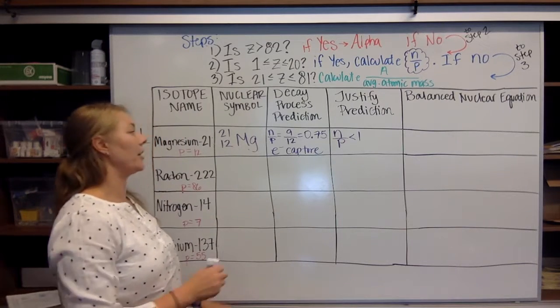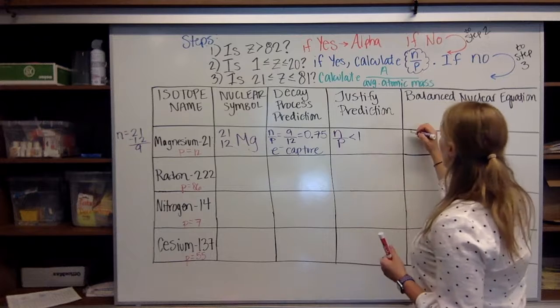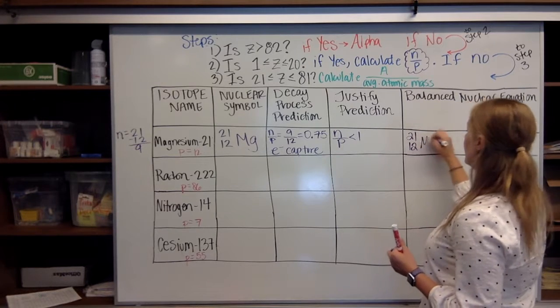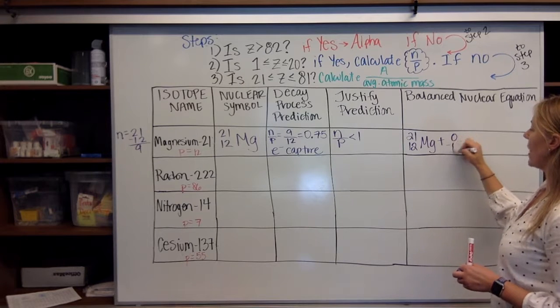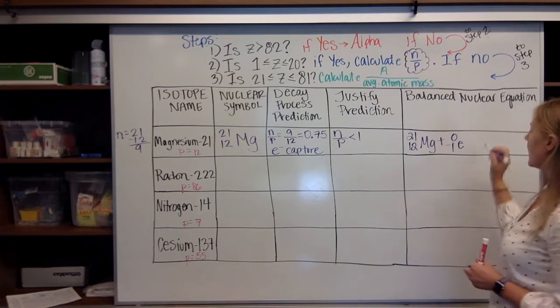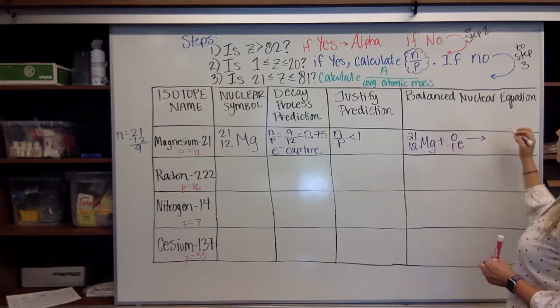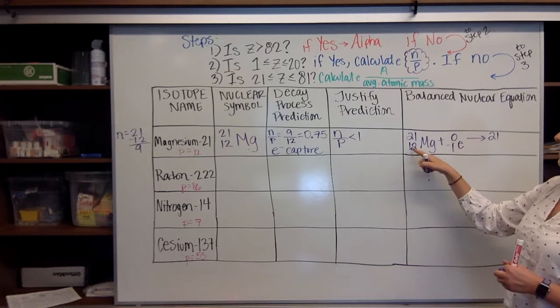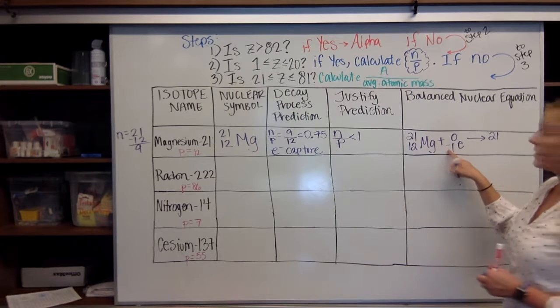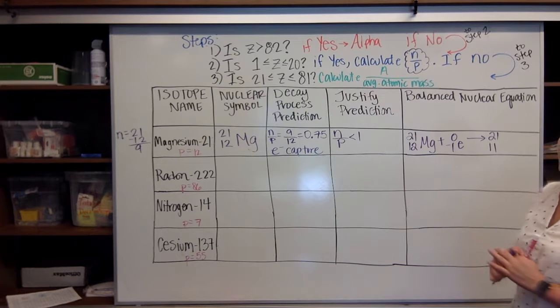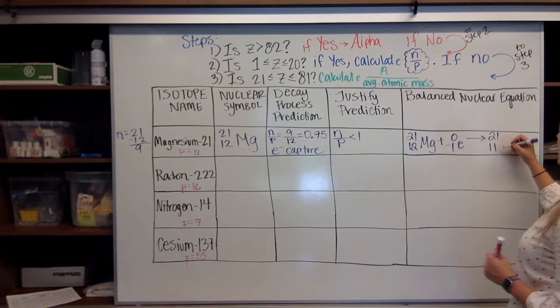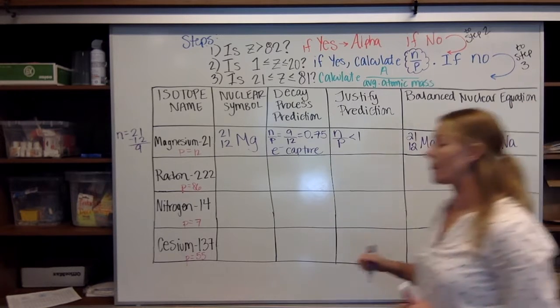Our balanced nuclear equation then, we have 21, 12 magnesium. It's going to capture an electron. So we have an electron captured here, on the reactant side. And we're left with 21 as a mass number on the right. 12 minus 1 is going to give us 11. And then you look on the periodic table to find out that element number 11 is sodium. Okay?